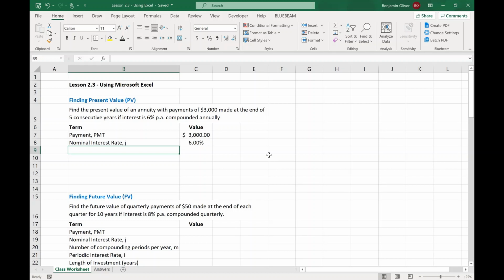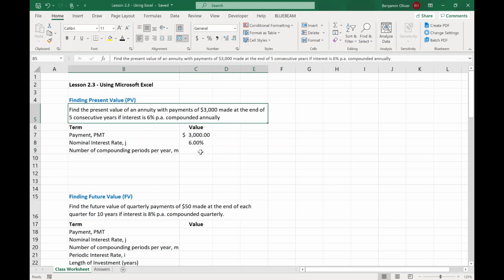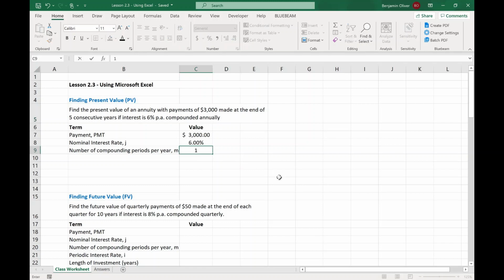Our next item we can put in, after we found nominal interest rate, we normally looked at our number of compounding periods per year, which, if you remember, I put a comma, was M. Again, I press tab. And it's given in this question that it's compounded annually, meaning that our number of compounding periods per year is 1. Notice I moved cells, so it did not go back to cell B here. But if I had started here, pressed tab, and then enter, it would go back to that format.